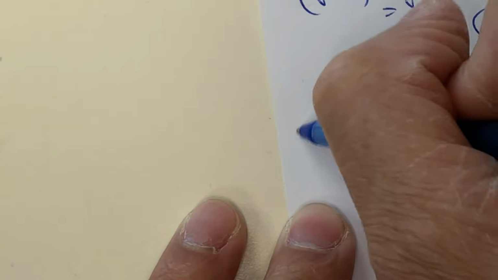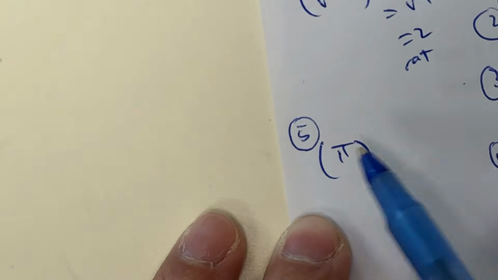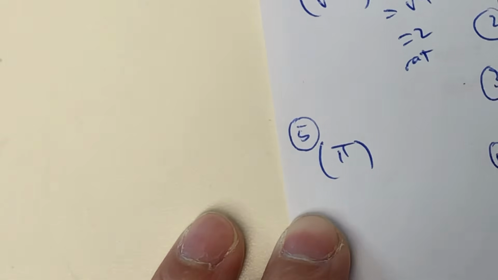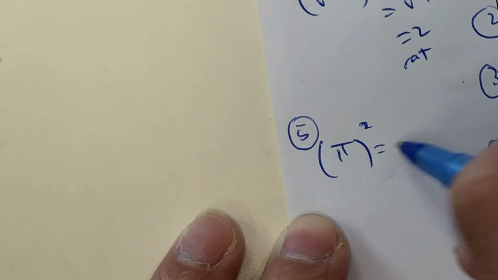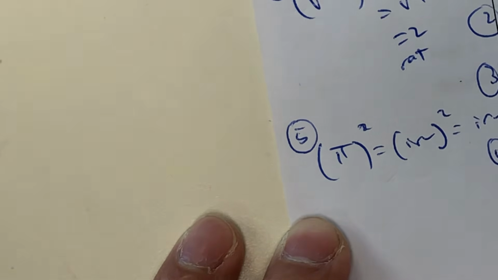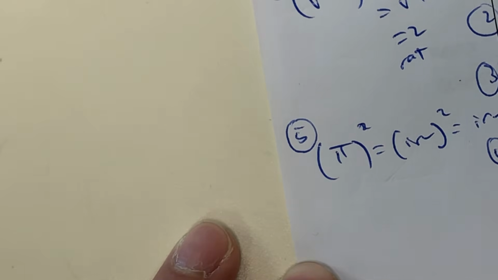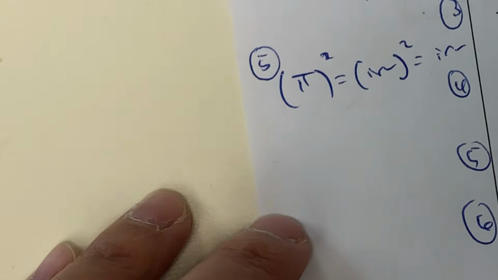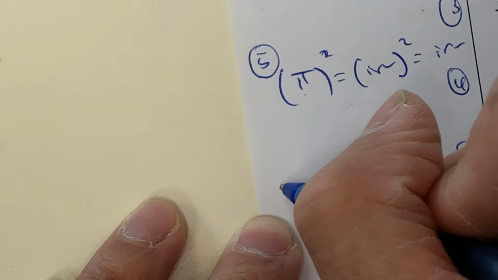Number 5, pi. Okay, so pi is approximately 3.14, but it's a billion decimal places. It does not end. It keeps going on and on and on forever, so it's already irrational. So if you square this, you're squaring an irrational number, which basically means it's still going to be an irrational number. If you put that into your calculator, you'll see that. So number 5 is irrational. Again, if you just typed in pi squared into your calculator, it will go on forever.